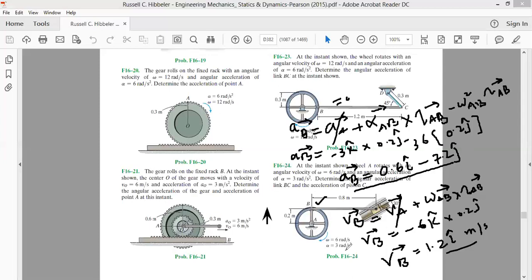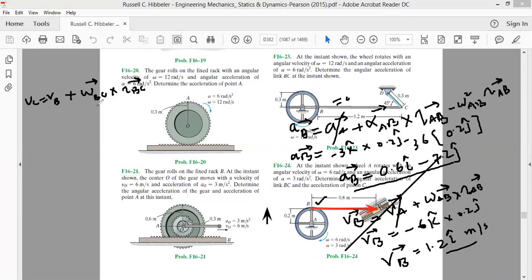Now write the equation of velocity between point B and point C. Let's draw the vector from B to C, and write down the equation of velocity first. So we'll write velocity of C is equal to velocity of B plus angular velocity of the rod BC cross radius vector from B to C. This is the equation of velocity.